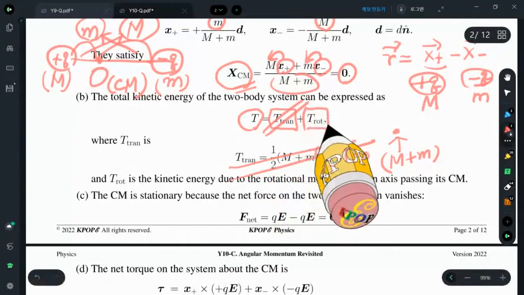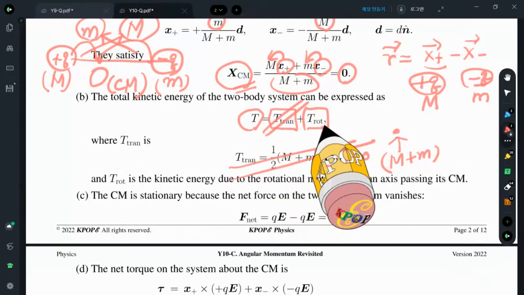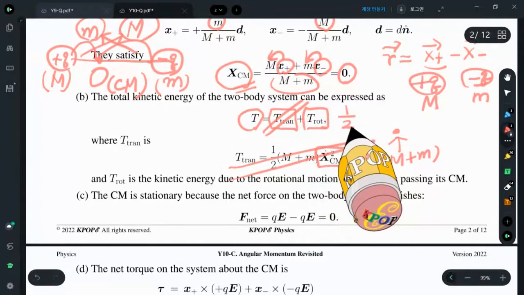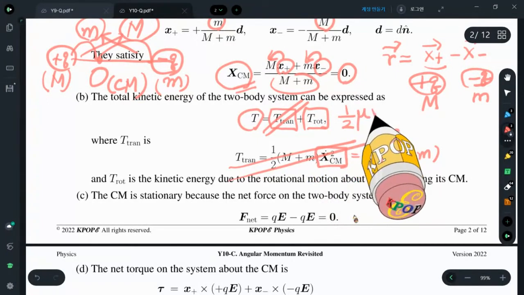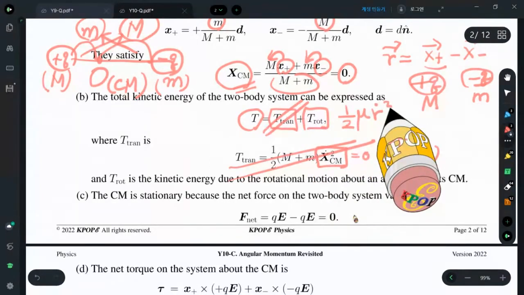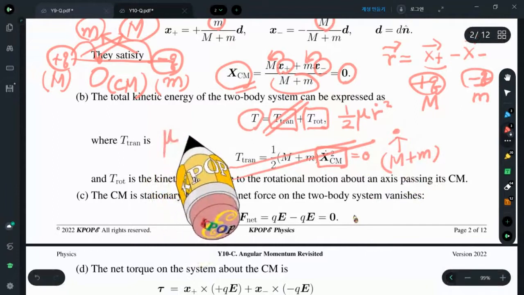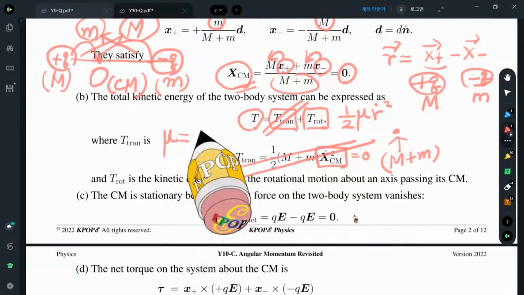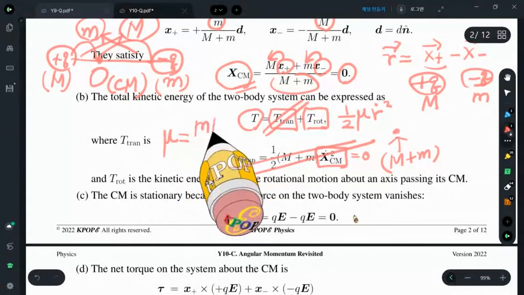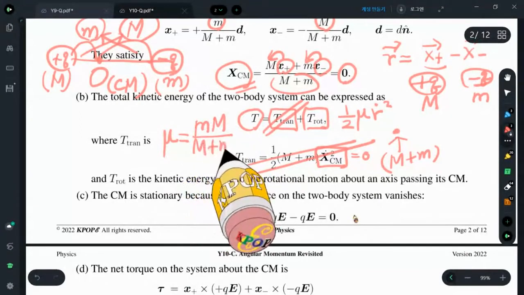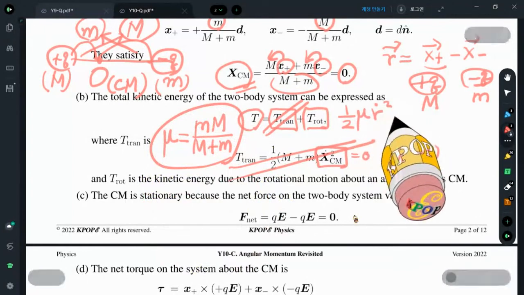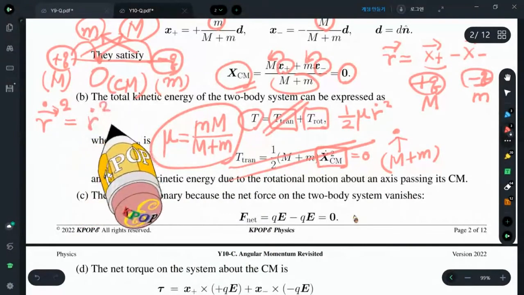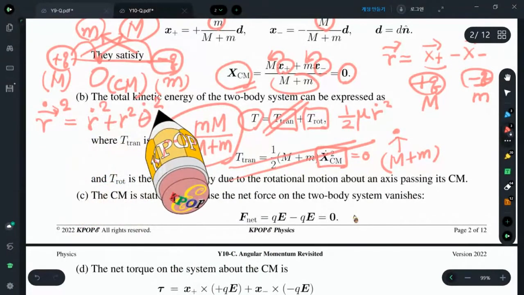The only contribution that remains in the kinetic energy is the rotational kinetic energy, and we know how to deal with this. This is 1/2 mu r dot squared. What is mu? Mu is the reduced mass: small m, capital M, divided by the sum. Reduced mass. R dot squared is actually a vector square. It is r dot squared plus r squared theta dot squared.